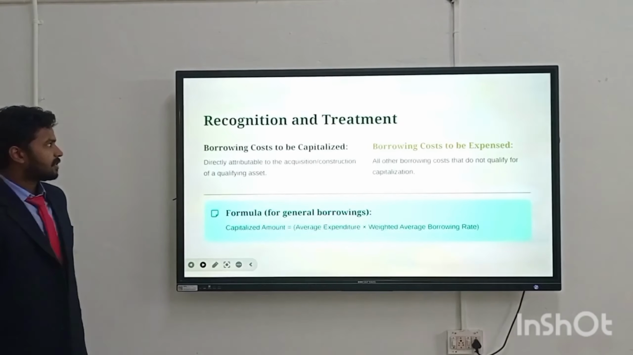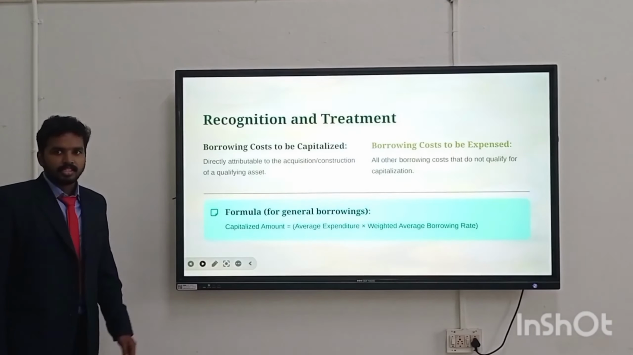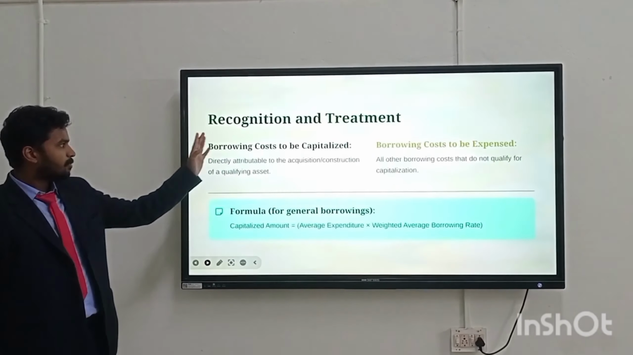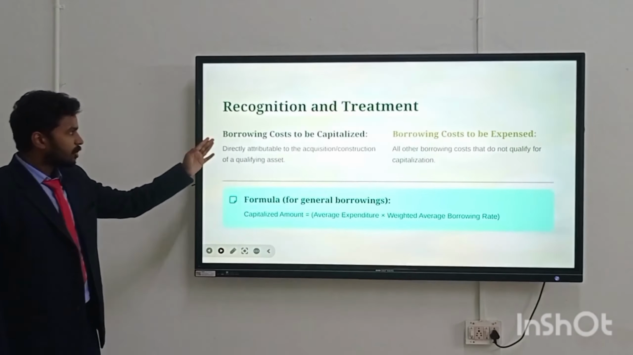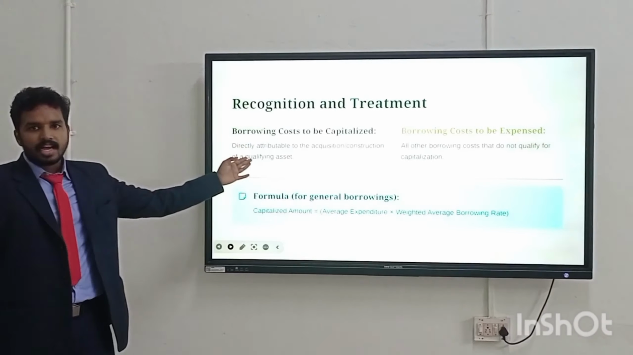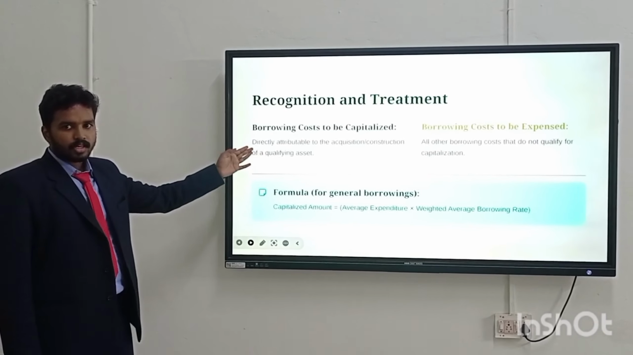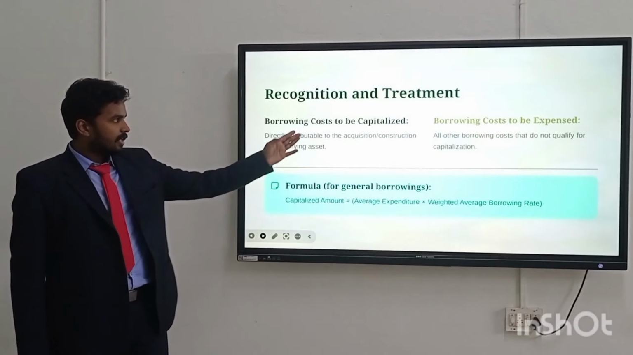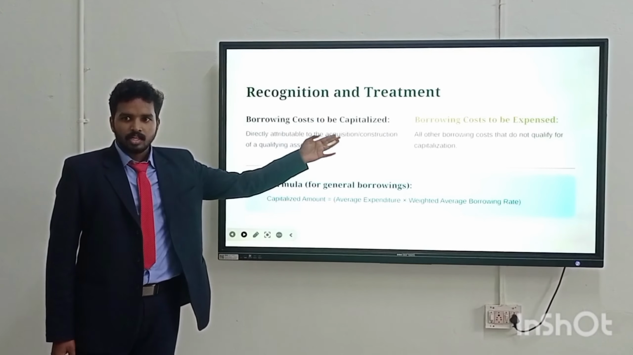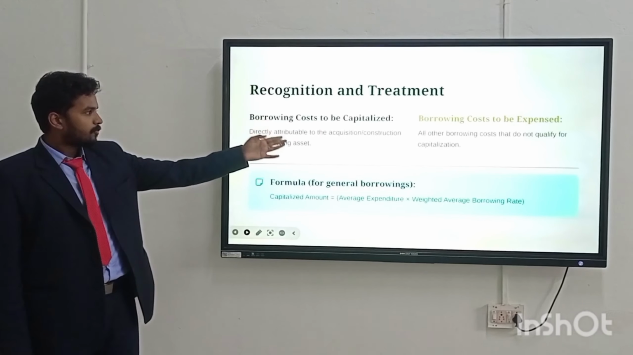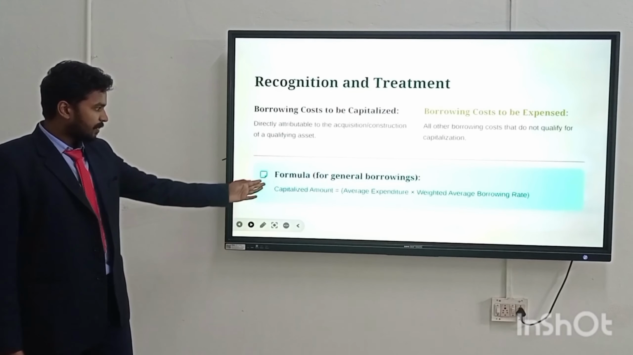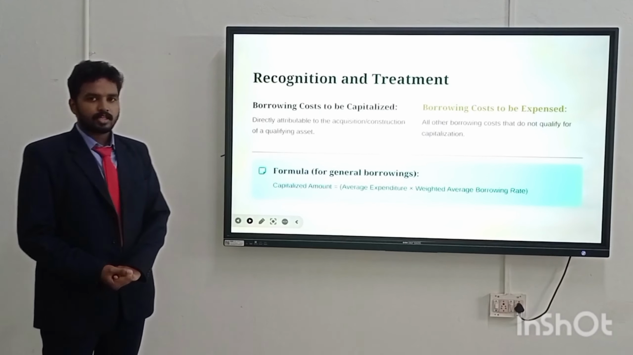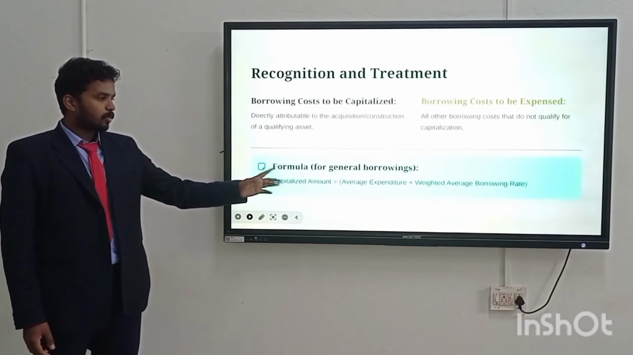So let's discuss the recognition and treatment. There are borrowing costs to be capitalized and borrowing costs to be expensed. Coming to the capitalized, it is directly attributable to the acquisition or construction of a qualifying asset. And coming to the borrowing costs to be expensed, all other borrowing costs that do not qualify for capitalization. And the formula for general borrowings is capitalized amount is equal to average expenditure multiplied by weighted average borrowing rate.